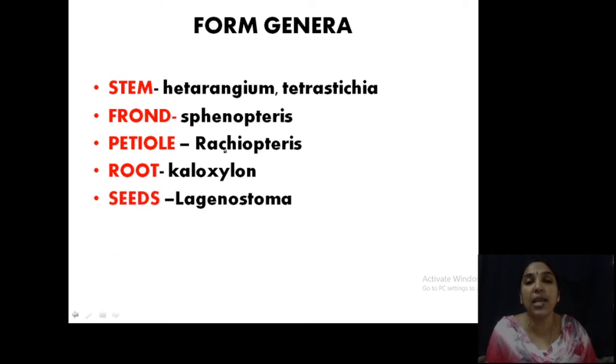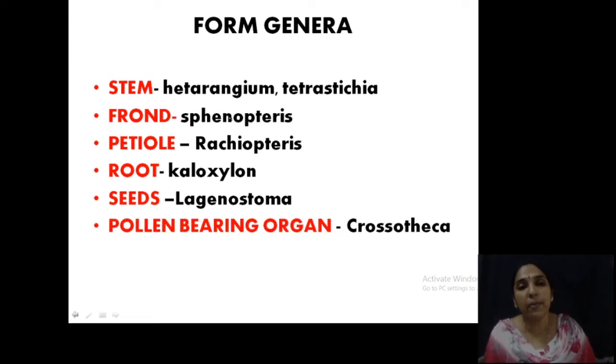And seeds are Lagenostoma. This we have seen, the structure of the seeds. Okay. So, different parts like stem, frond, petiole, root and seeds are known by different names. And there are different types of stem genera available, Heterangium and Tetrastichia. Heterangium is there in your syllabus.